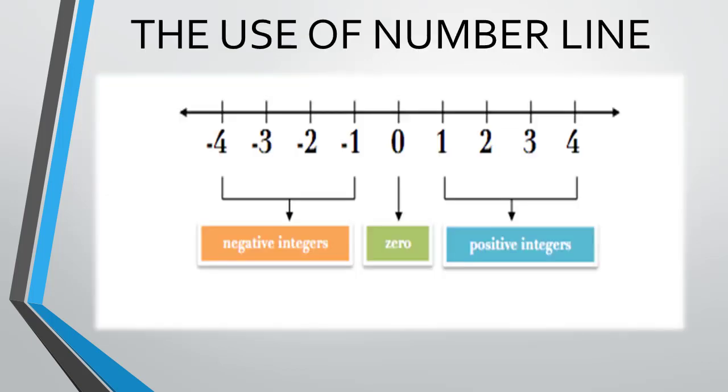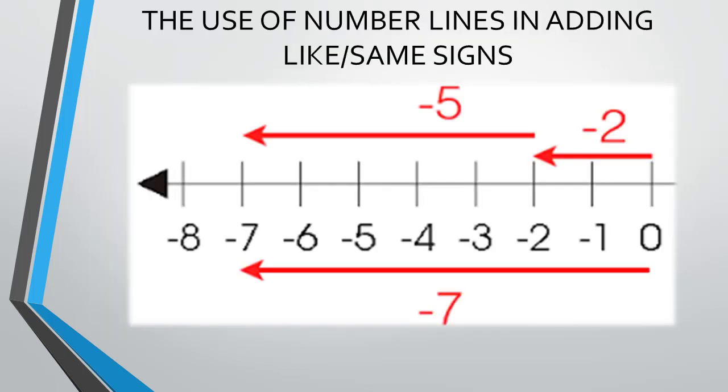The second way of adding integers is by the use of a number line. Let's use the number line in adding like or same signs. Negative 5 plus negative 2 equals negative 7. As you can see, the arrows that represent these numbers are all pointing to the left. Remember from our earlier discussion that moving towards the left is represented by a negative number. Hence, the quantities are added and the sign is negative.